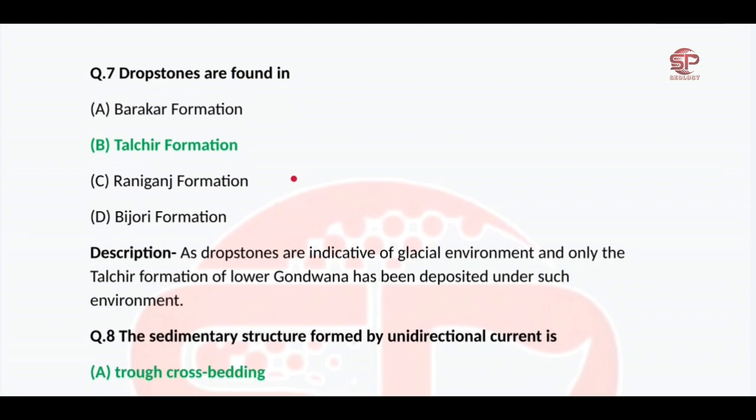Then dropstone. So dropstones are a type of structure that forms in glacio-lacustrine environment.